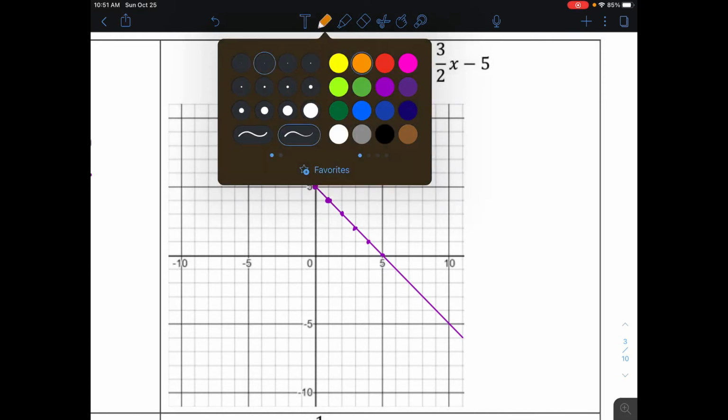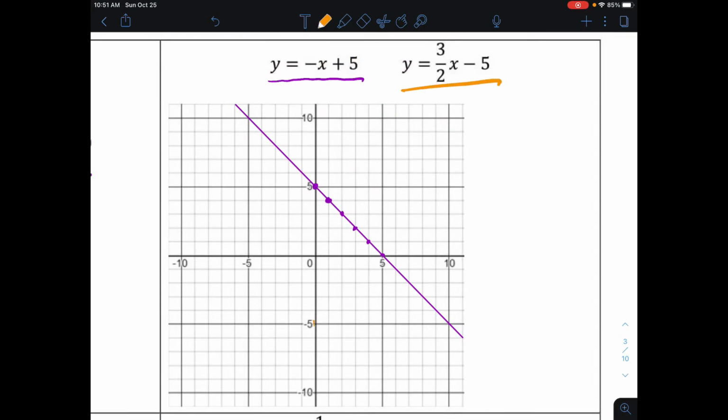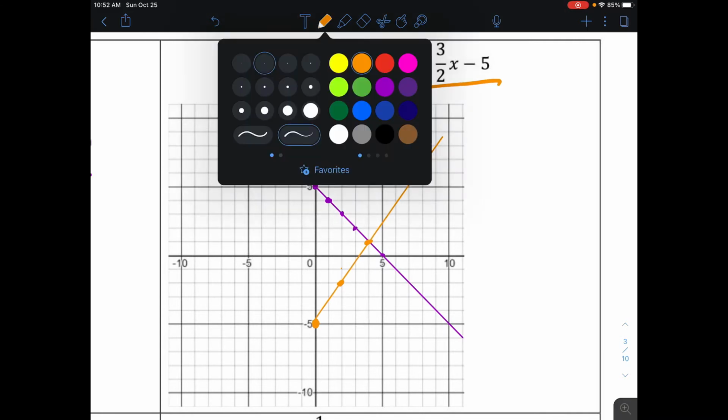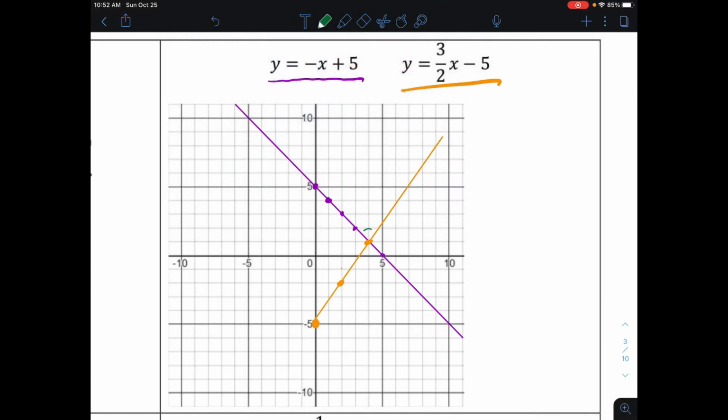Now we would graph our second equation, and we're looking to see where the lines touch or cross. We have a y-intercept of -5 and a slope of 3/2, so up 3, right 2, up 3, right 2. Then we would connect those dots with a line that passes through there, and that line would go on forever in both directions. Remember, the answer to our system is where the lines cross. They cross right there at that point, which has an x coordinate of 4 and a y coordinate of 1.